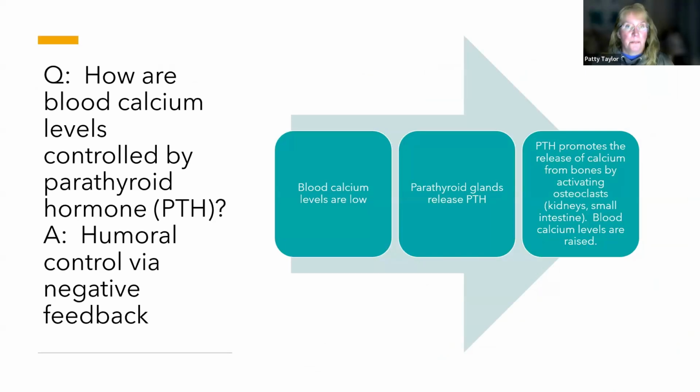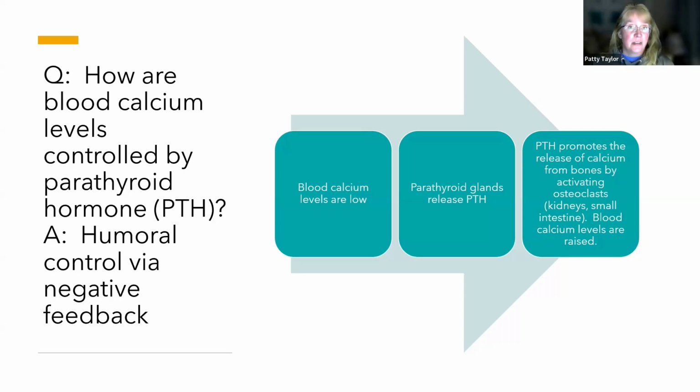So let's talk about parathyroid hormone control of calcium levels. So again, this is humoral control. The hormone parathyroid hormone raises blood calcium levels. It does so by activating osteoclasts. Those are bone-destroying cells. They will then break down bone tissue and release calcium into the bloodstream.